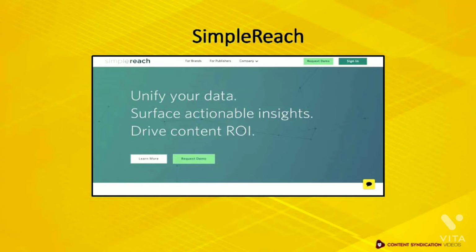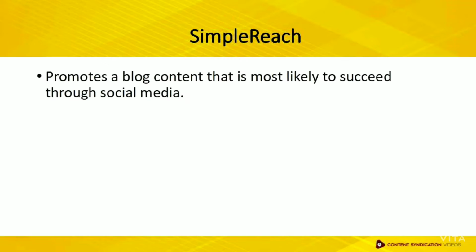The third content syndication network is Simple Reach. Simple Reach is a tool which goes through a blog's content and promotes content that is most likely to succeed through social media. Simple Reach scans through the most popular posts on the most popular social networks such as Facebook, Twitter, and Reddit, where they discover the most popular content that is most likely to be shared.